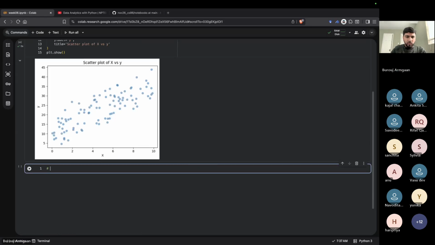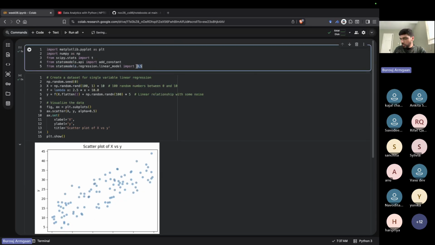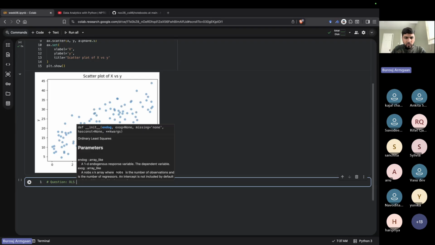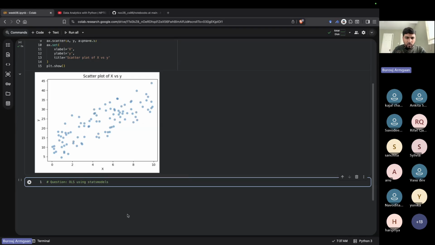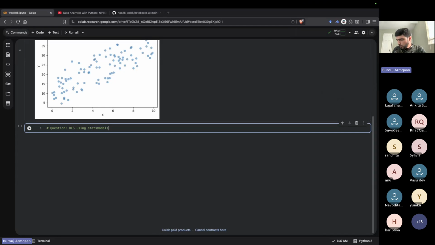please train a statsmodels ordinary least squares model to find out the coefficient as well as the statistical significance. OLS using statsmodels. You can take 5 minutes to maybe do it. This is pretty easy. Okay, let me give you the code generation.